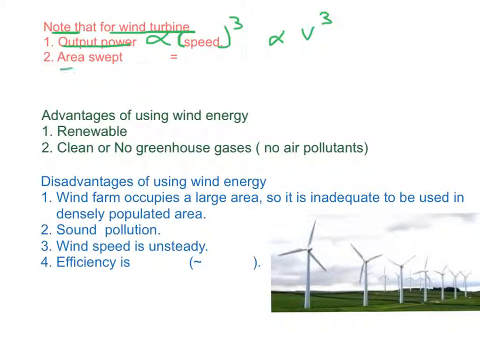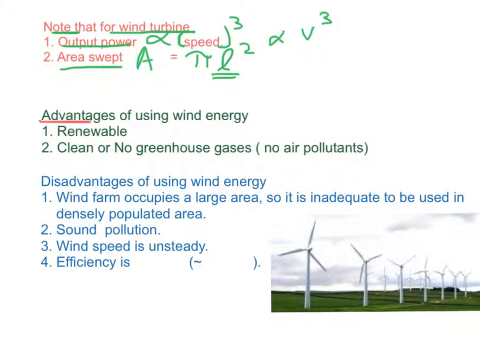And the area swept by the wind is A, which is equal to pi L squared, where L is the length of the blade. That means a longer blade has a larger area swept.